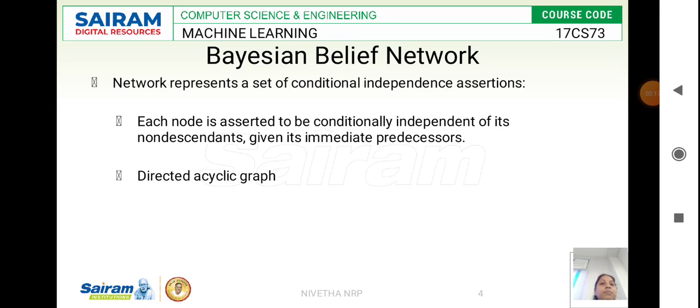Here the Bayesian belief network represents a set of conditional independence over the given assertion. We build a graph here, and we construct each node, and each node will be conditionally independent. We construct a directed acyclic graph here for the construction of the Bayesian belief network.